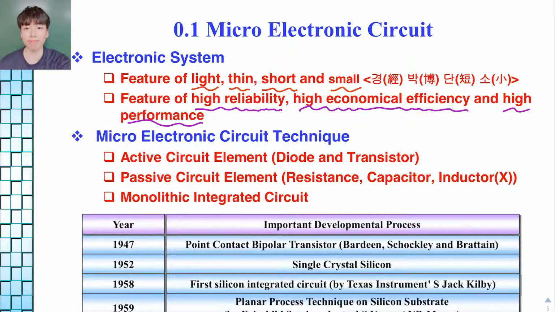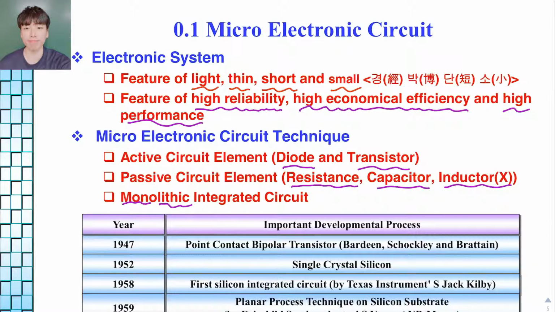Microelectronic circuit technique has active circuit elements consisting of diodes and transistors, and passive circuit elements consisting of resistors, capacitors, and inductors. But in digital circuits, inductors are not intended. And monolithic integrated circuit: mono means one and lithic means stone.